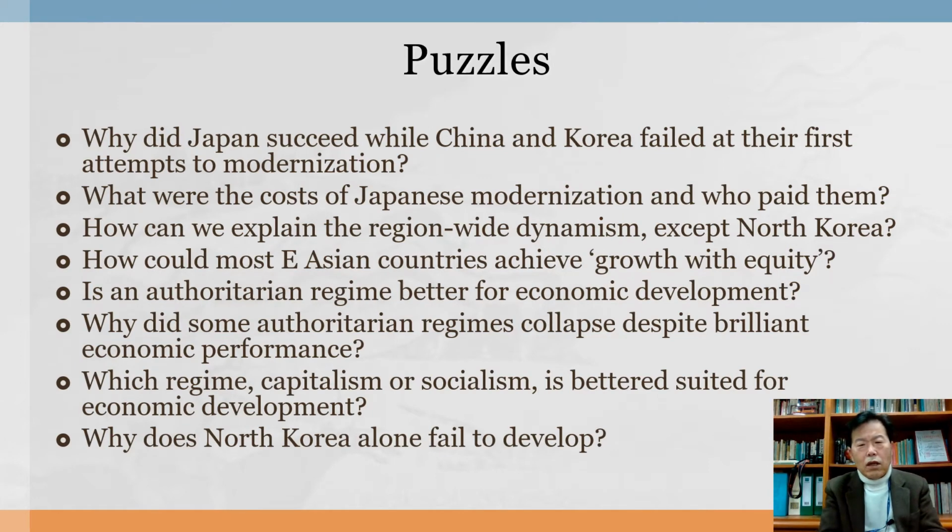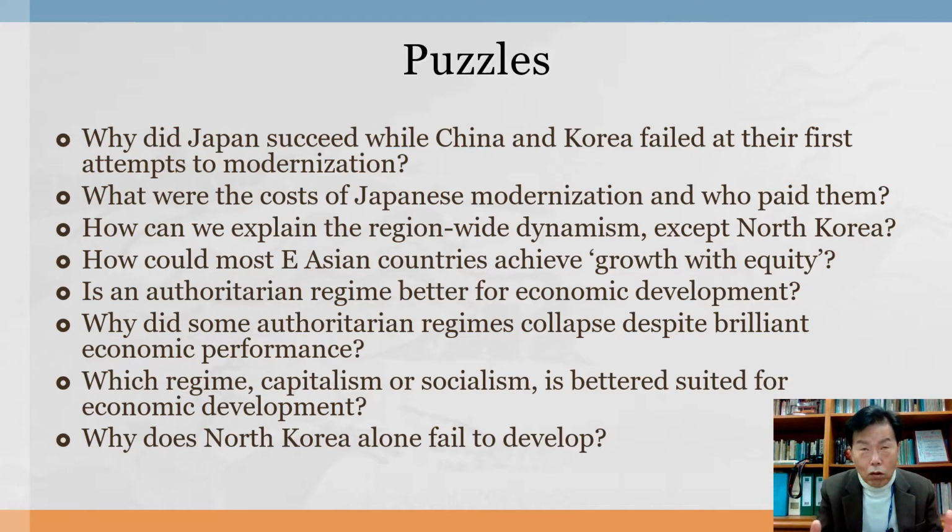And the East Asian experiences pose many theoretically interesting puzzles. I said that East Asia had been a very dynamic region, but if we go back to the turn of the 19th century to the 20th century, it was a different story. Only Japan succeeded in modernization, while China and Korea failed. Why? If China and Korea could modernize, develop, and industrialize later on, why couldn't they do that early on? Very interesting question.